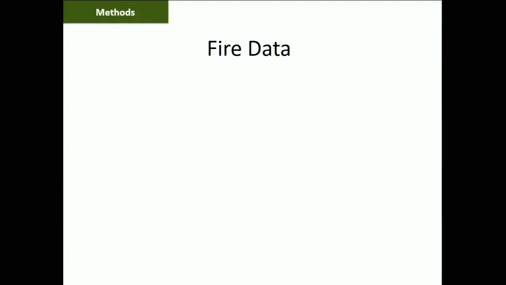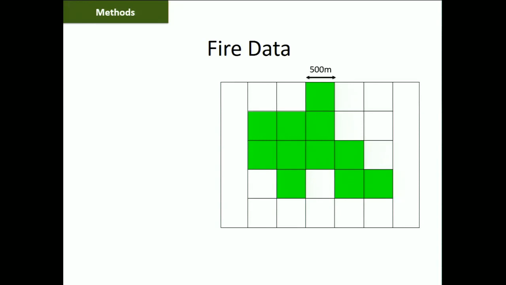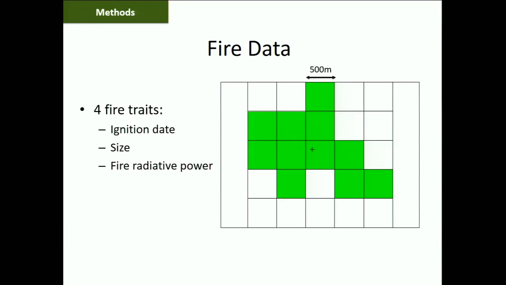Both of these products come in the form of a raster, and the first thing we did for our analysis was we took the raster, in this case the green area would be burned, and we reduced it to a centroid, so we reduced a polygon to a single point in space. And to that point, we ascribed four fire traits. These are characteristics which can be used to describe the behavior of an individual fire. For these, we use the ignition date, so when it happened in the year from 0 to 365, size, the fire radiative power, that's the heat, the intensity, how much energy was being given off, and then also the time since the last fire at that location.